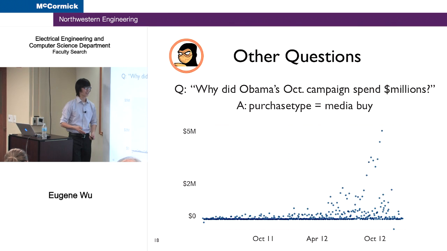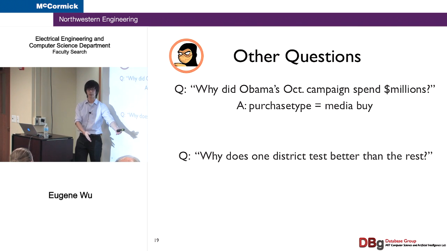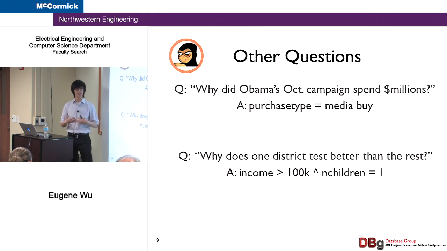And another example we could potentially answer would be why one school district tests better than another school district. Scorpion might say it's because of the single-child, like 1% families that are really boosting this district's test scores, and we can really blame it on those families.